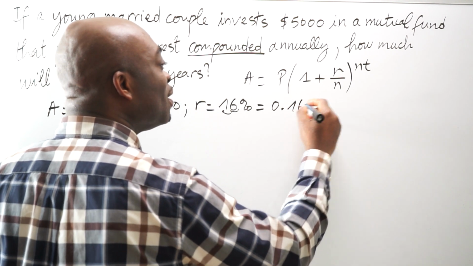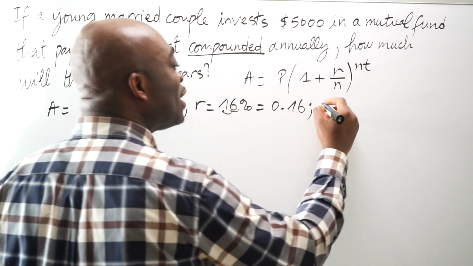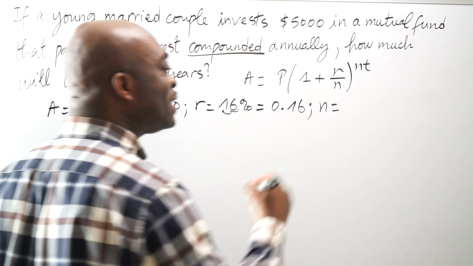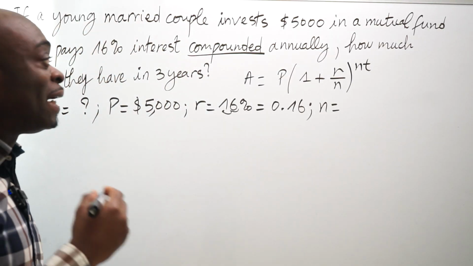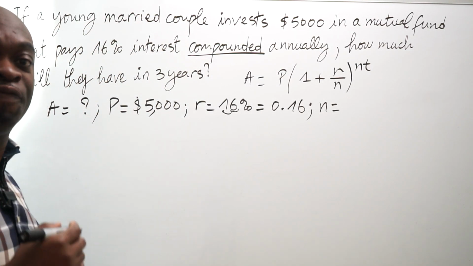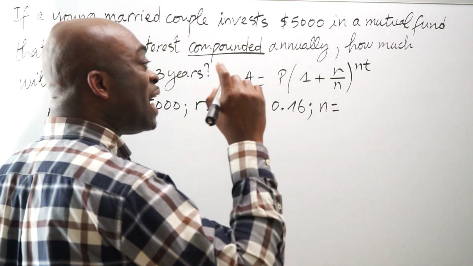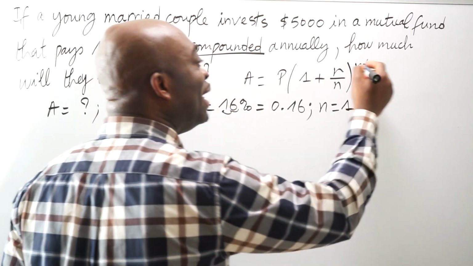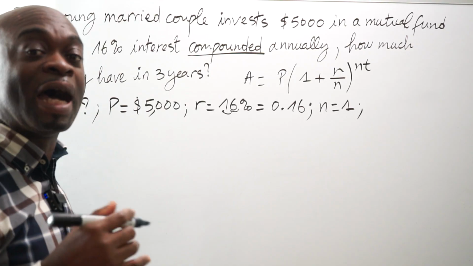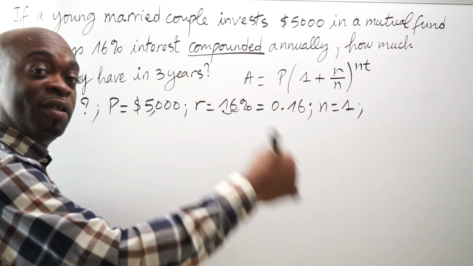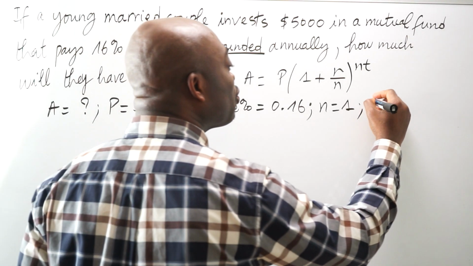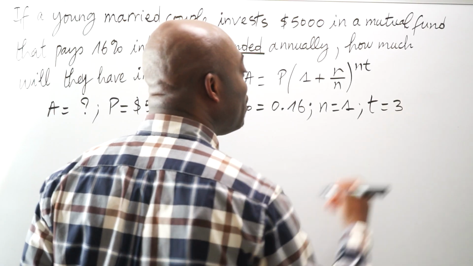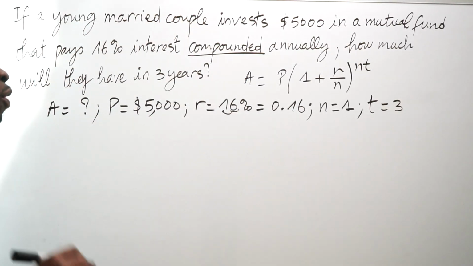And then what else? n. That means how many times the money is being compounded. Your investment has been compounded annually. That means n equals 1. Keep that in mind. And then when it comes to t, that's how long you invested. That's 3 years, so t equals 3. All right? So this is it. Once you do this, you're almost done, right?